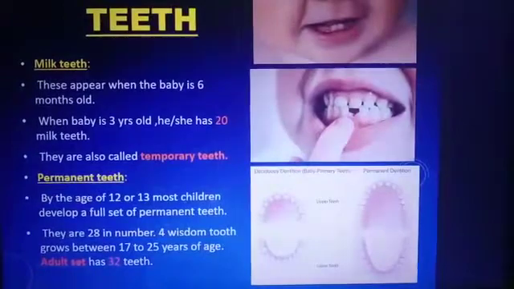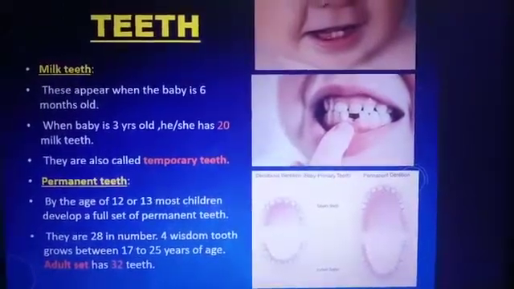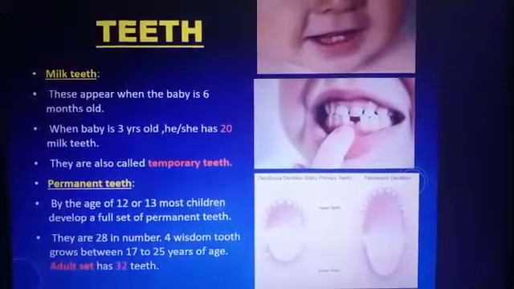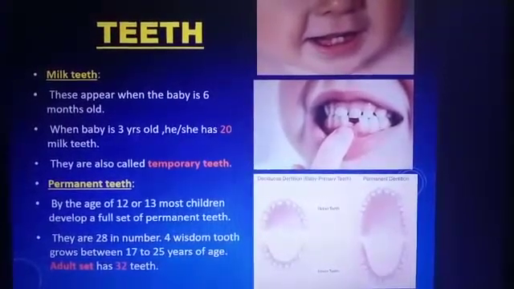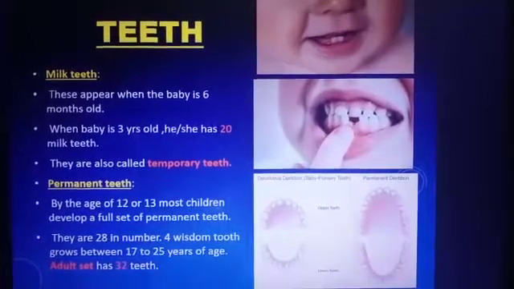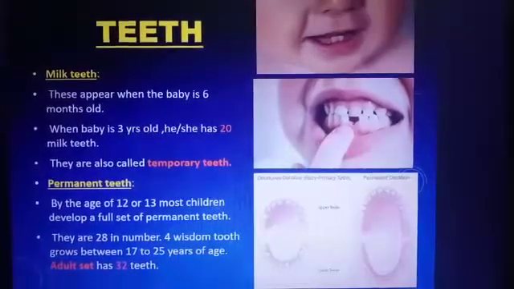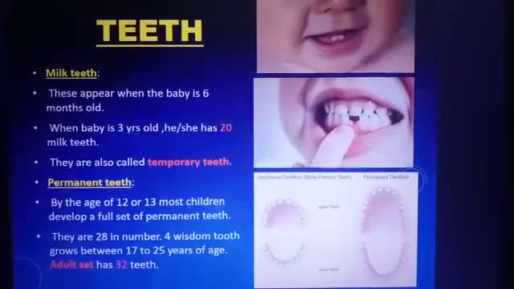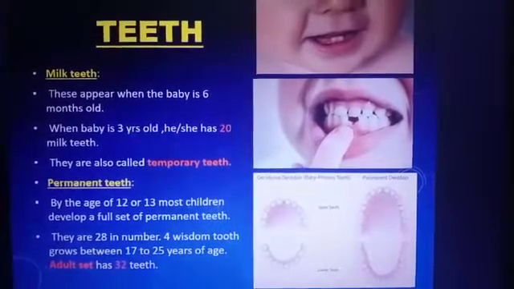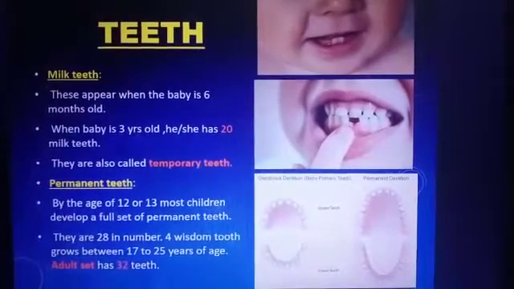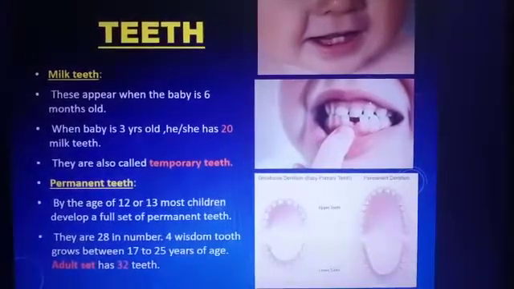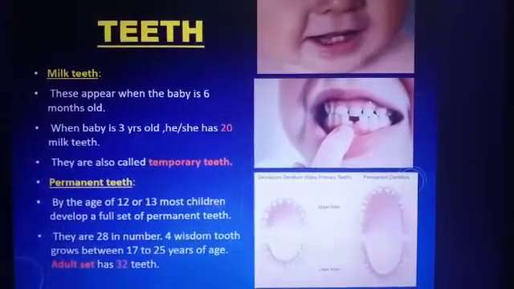First is teeth. You all know how important teeth are. In human lifespan, we have two sets of teeth. The first is milk teeth and the second is permanent teeth. Milk teeth appear when the baby is 6 months old, and as soon as the baby is 3 years old, he or she has 20 milk teeth. So the number goes to 20. These are known as temporary teeth.